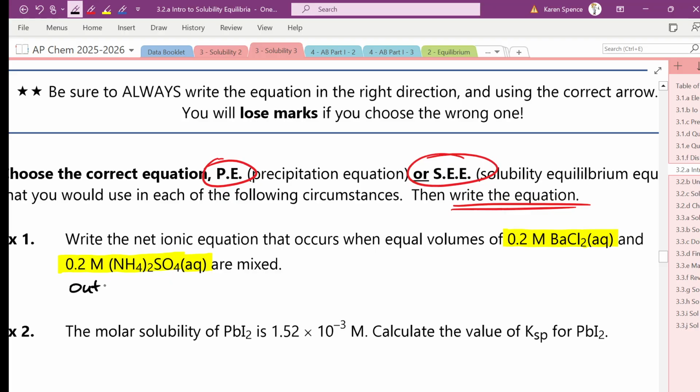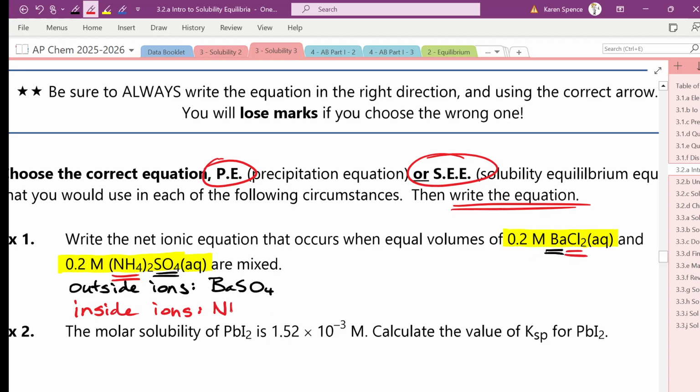outside ions, okay, that's going to be our Ba and our SO4. You would get BaSO4. If we combine our inside ions, that would give us NH4 and Cl.